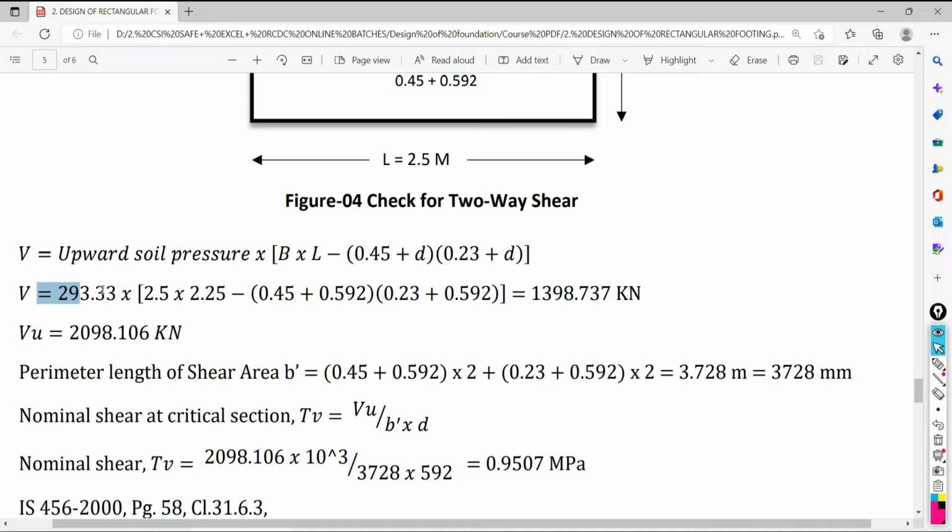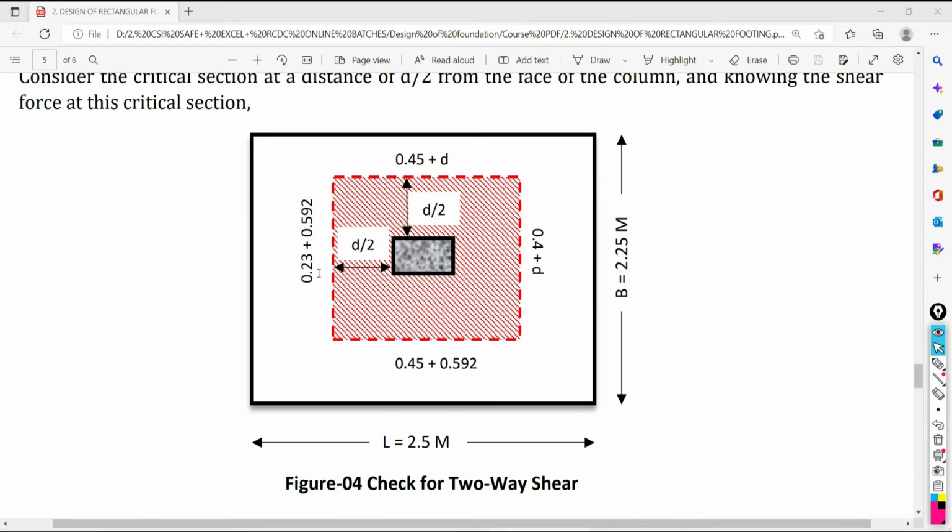If you are going to do the calculation here, you are getting the shear force value as 1398.737 kilonewton. This is the service shear force. We have to multiply this by 1.5. So you are getting what? Shear force value finally as ultimate value 2098.106 kilonewton. Remember.